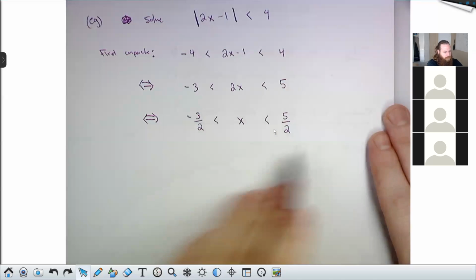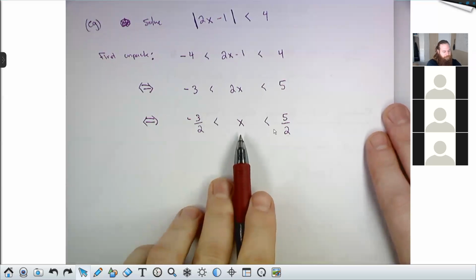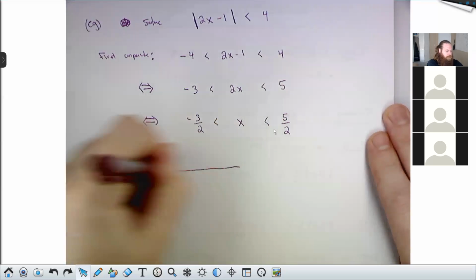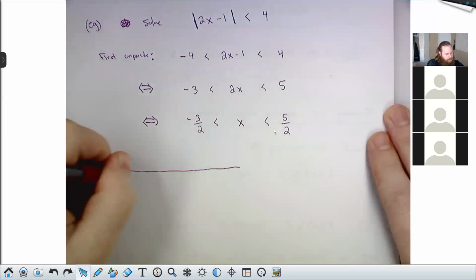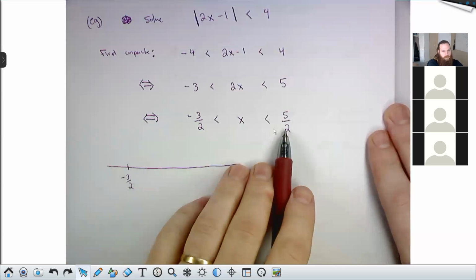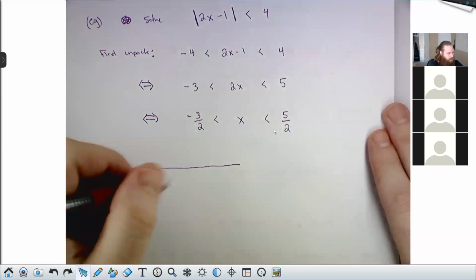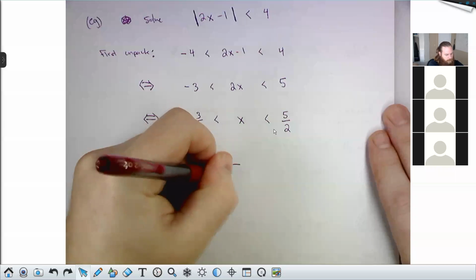So what is this solution then in interval notation? We're done here. We've solved this inequality. You got x alone. It can be helpful to sketch on the number line. So I'll put -3/2 over here. That's -1.5, right? 2 over 2 is 1. So 3 over 2 is 2 over 2 plus 1 over 2, or 1 plus 1/2, or 1.5. So this is -1.5. And in the same way, 5 over 2 is 2.5, right? Because 4 over 2 would be 2. So 5 over 2 is 4 over 2 plus 1 over 2 is 2 plus 1/2. But I'll just mark this over here as 5/2.